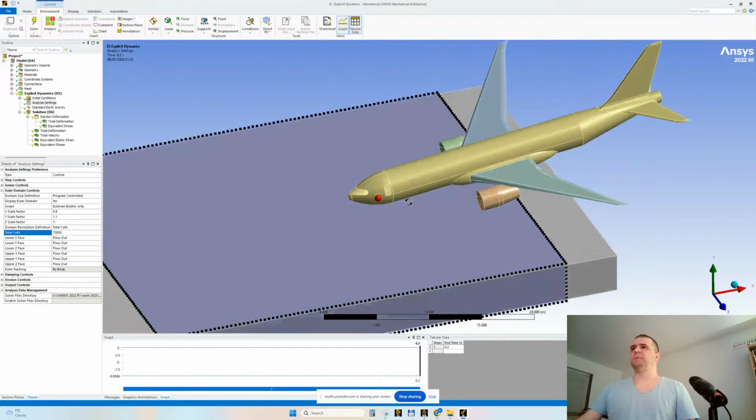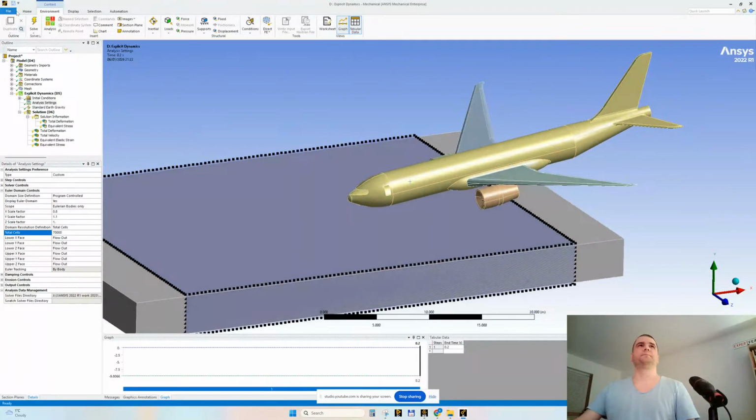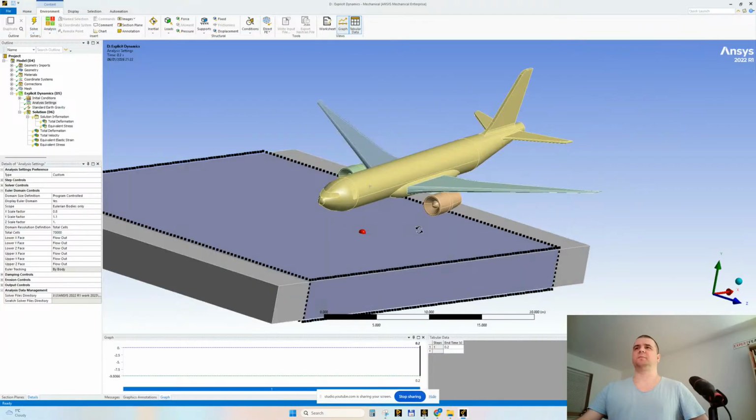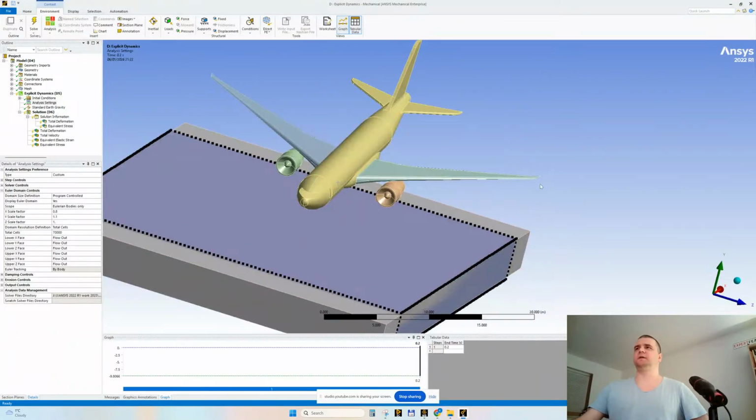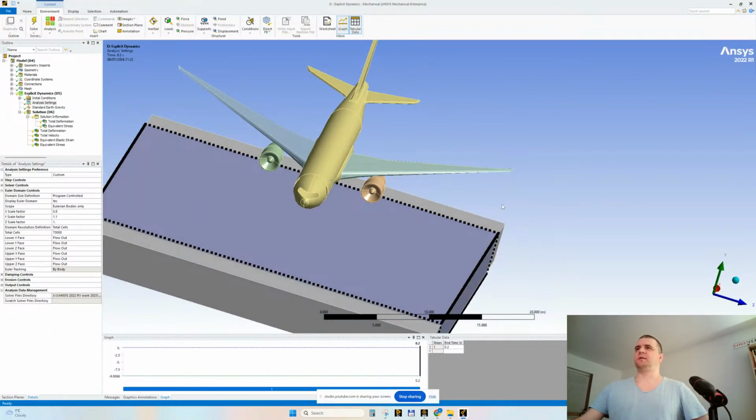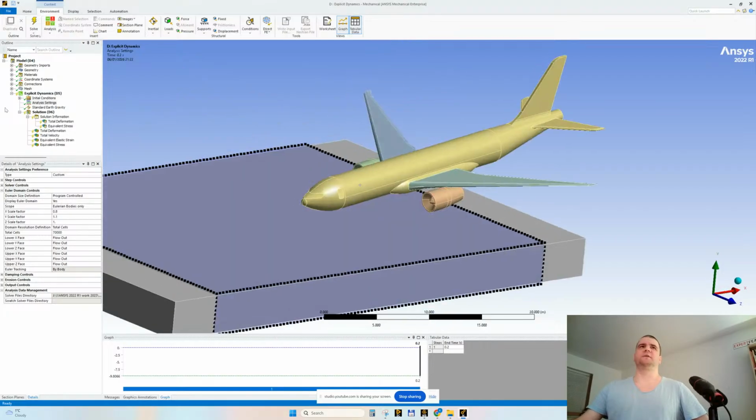Maybe also no. I was thinking about shrinking the water here, but no, I would like to have the water at the same level with the wing just for visualization purposes, to look nice.